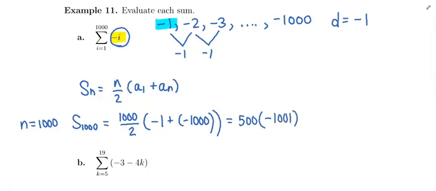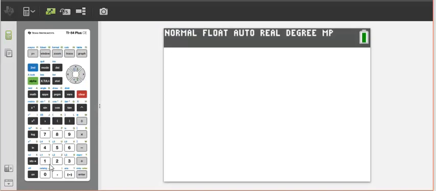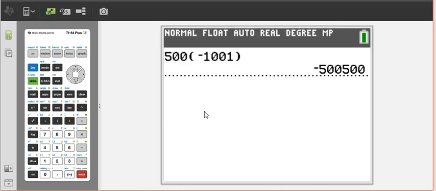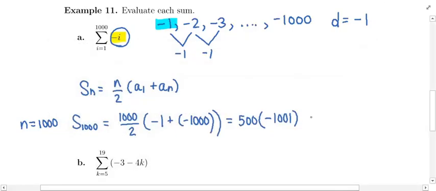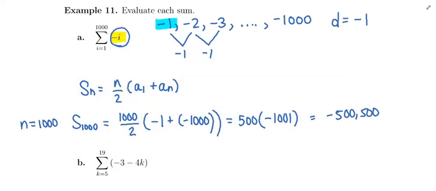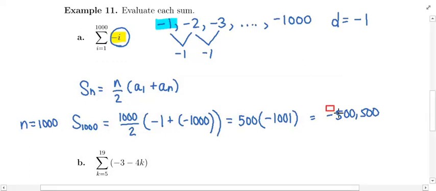Go to my calculator. I'm going to get 500 times negative 1,001. Here's the sum: negative 500,500. That's the sum of the first 1,000 negative integers, essentially.